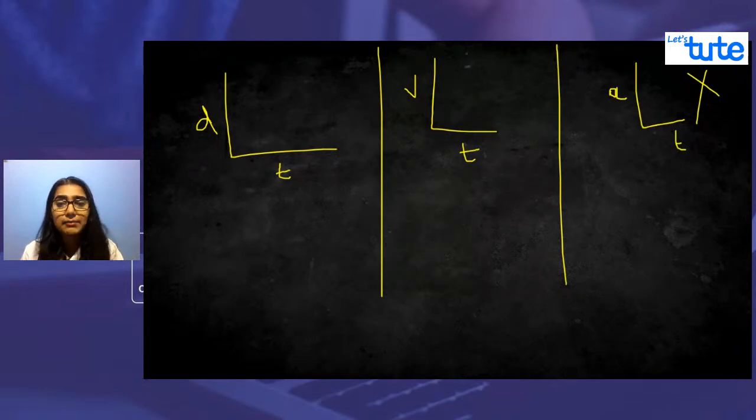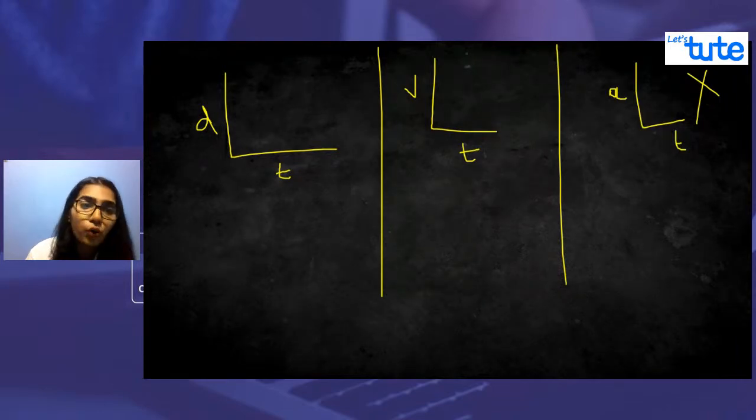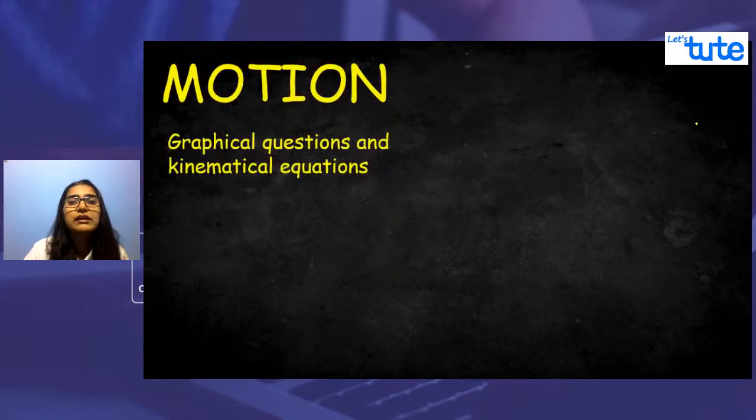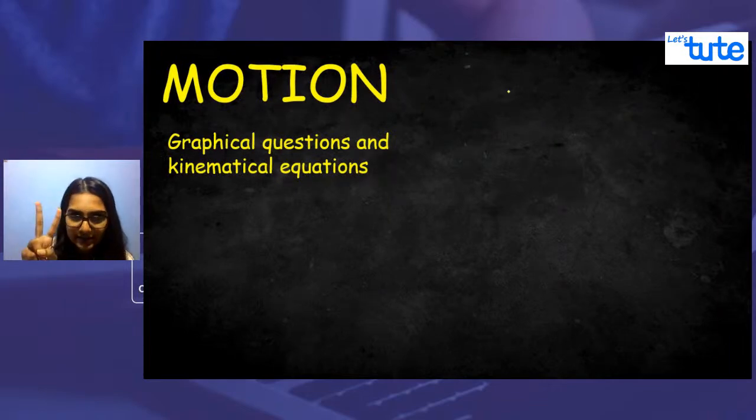Now, in a distance time graph, there are some things that you should know. What do we mean by a distance time graph? Whenever we are doing a graph, always remember there are two axes. Everyone who's done a graph knows there's an x-axis and a y-axis.